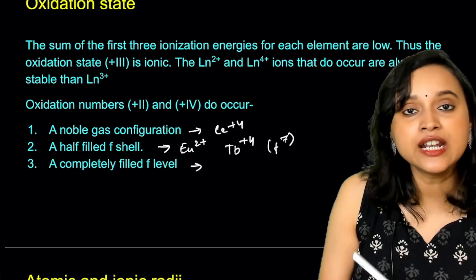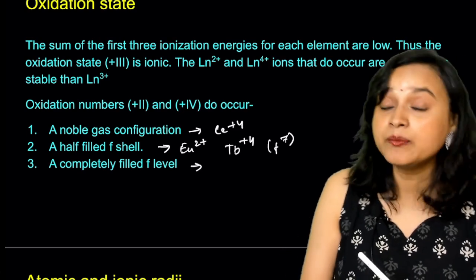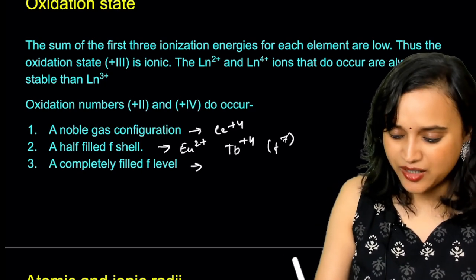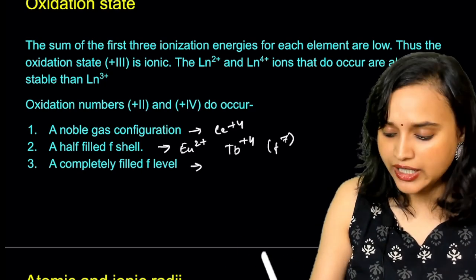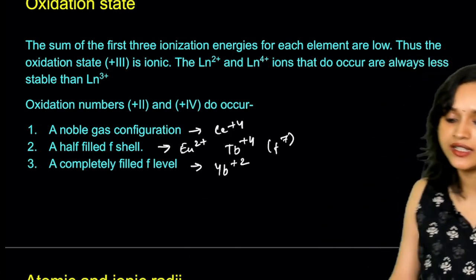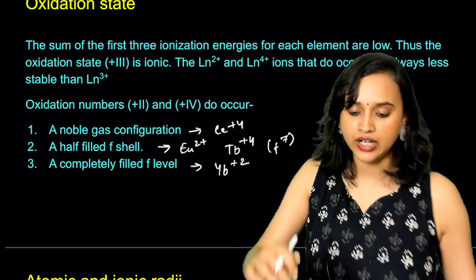Next is a completely filled F shell, right? Let's write it. Anyway, don't worry about it. This you will be able to see when you see ytterbium in +2 oxidation state. You will see that this has a completely filled F shell.